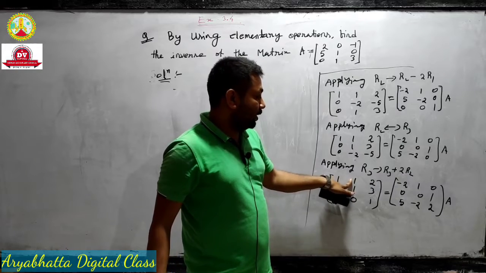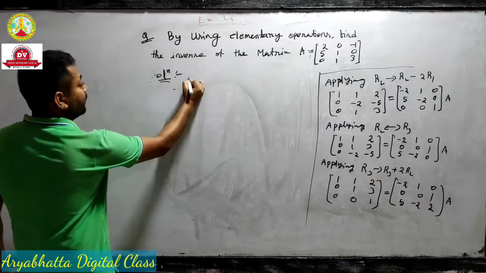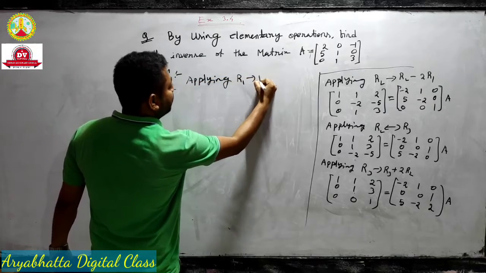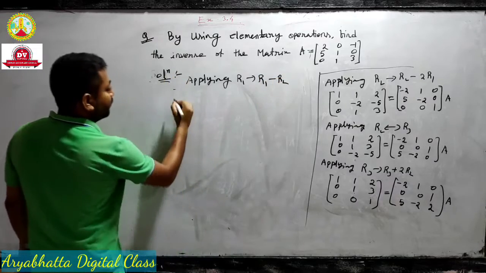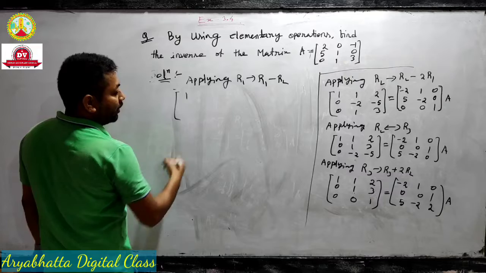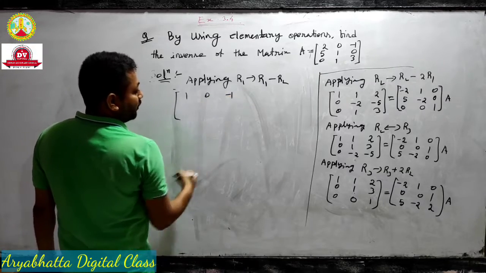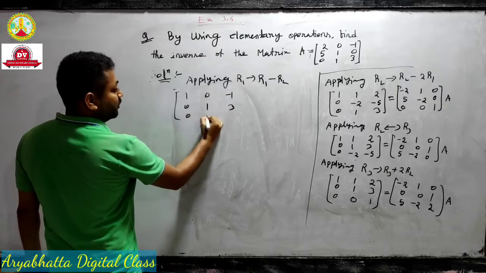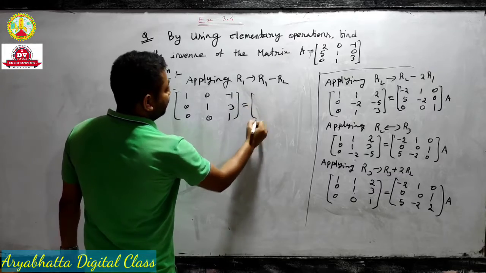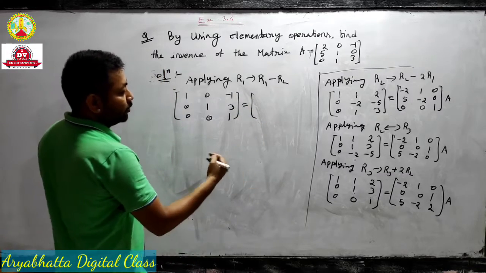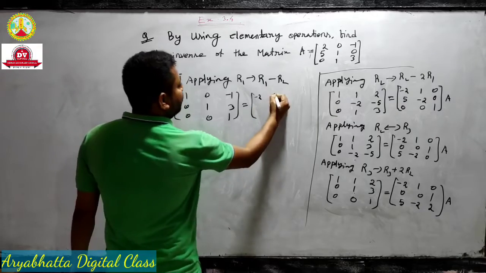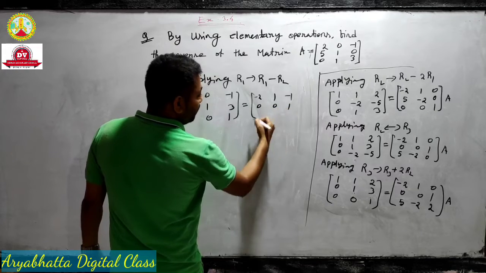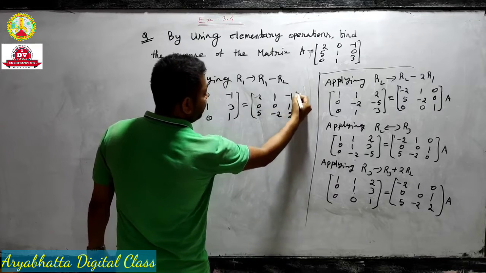For these elements we have to make them equal to 0. Therefore, we are applying R1 tends to R1 minus R2. Then we have 1 minus 0, 1, 1 minus 1, 0, 2 minus 3, minus 1. The second row is 0, 1, 3, 0, 0, 1. R1 tends to R1 minus R2: minus 2 minus 0, minus 2. Next, 1 minus 0, 1. Next, 0 minus 1, minus 1. And 0, 0, 1, 5, minus 2, 2.